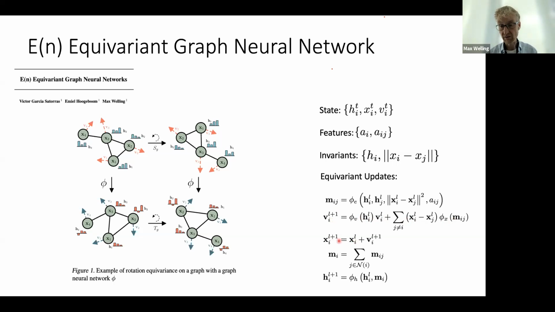And then we add: x_{t+1} is x_t plus the velocity, right? We collect the messages again, like we did in a graph neural net. And then we do an update of the features h. Okay, so this is one of the simplest graph neural networks that you can think of, that is both equivariant and is a graph neural network, and has this kind of property that permuting any of these indices has no effect on the final prediction.